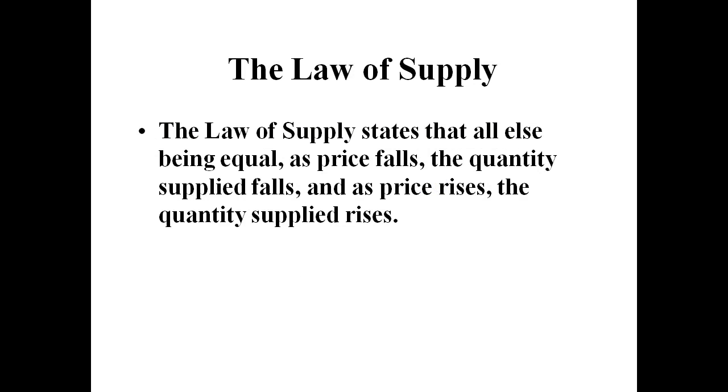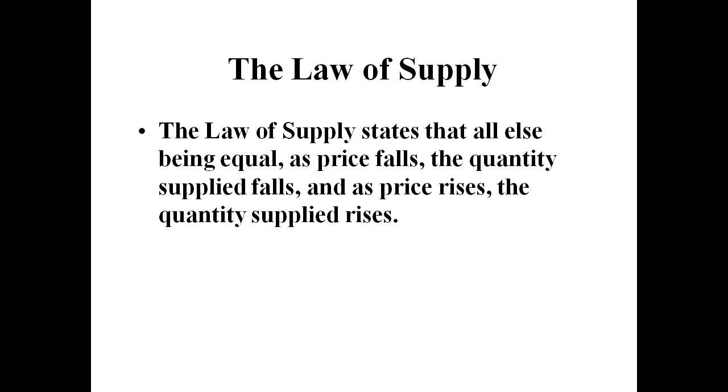All right, so let's take a look at the law of supply. The law of supply states that all else being equal, remember that's called the ceteris paribus assumption, as price falls, the quantity supplied falls. Because as price falls, that means less profits for suppliers, and they're not going to supply as much. As price rises, the quantity supplied rises. Because as price rises, suppliers are going to sell more, they're going to make more profits, and you're going to see the quantity supplied rising.